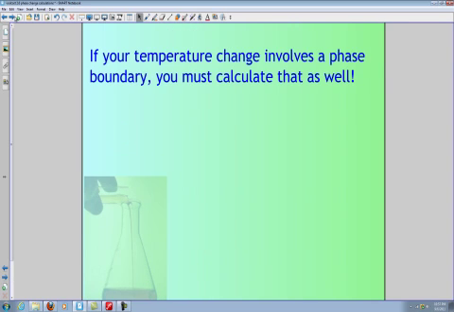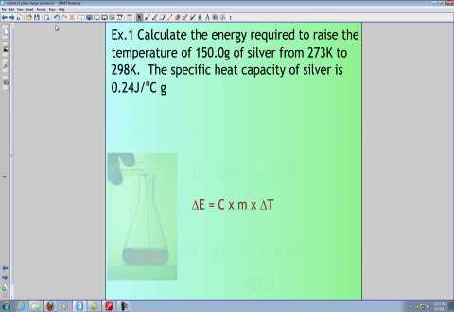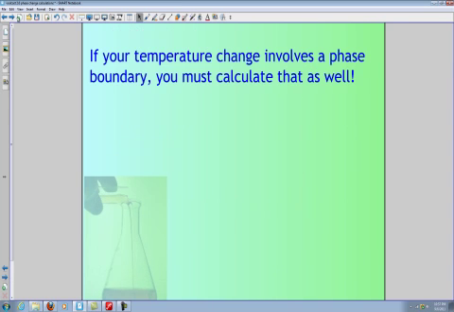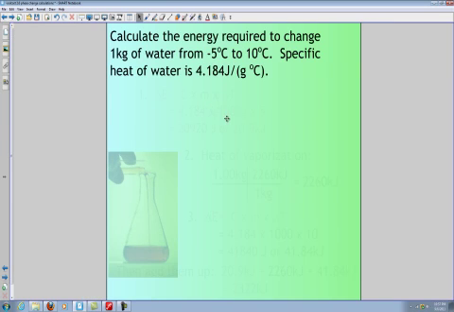Here's the deal. If your temperature change involves a phase boundary, then you have to do a couple of calculations. You have to calculate the temperature change part using the calorimetry formula back here, okay, the delta E formula. And then you also have to do the phase boundary part, which is the heat of vaporization or the heat of fusion, the straight up conversion factor problem. So we're going to do one of those real quick. Calculate the energy required to change 1 kilogram of water from negative 5 degrees Celsius to 10 degrees Celsius. So here's the way this works.